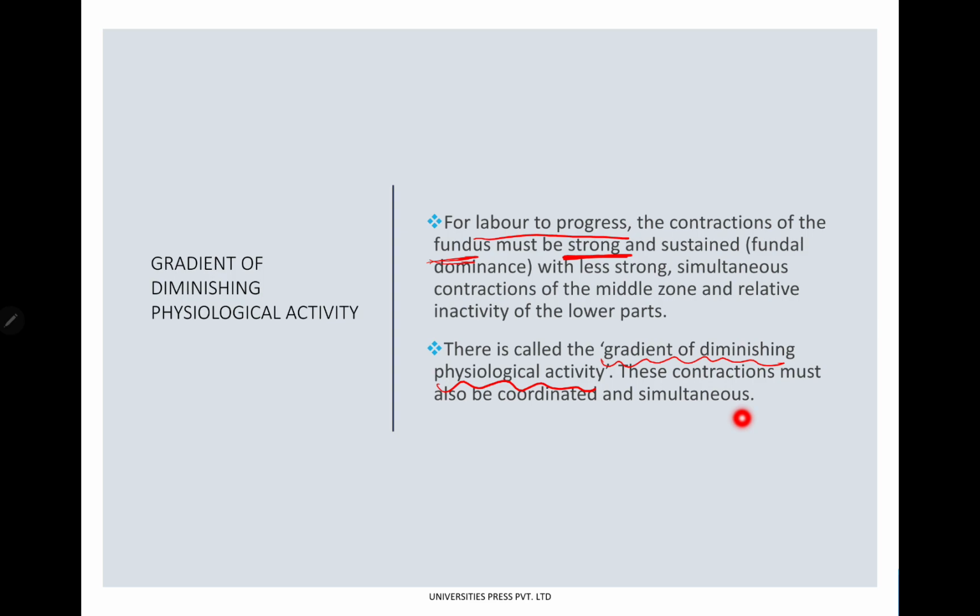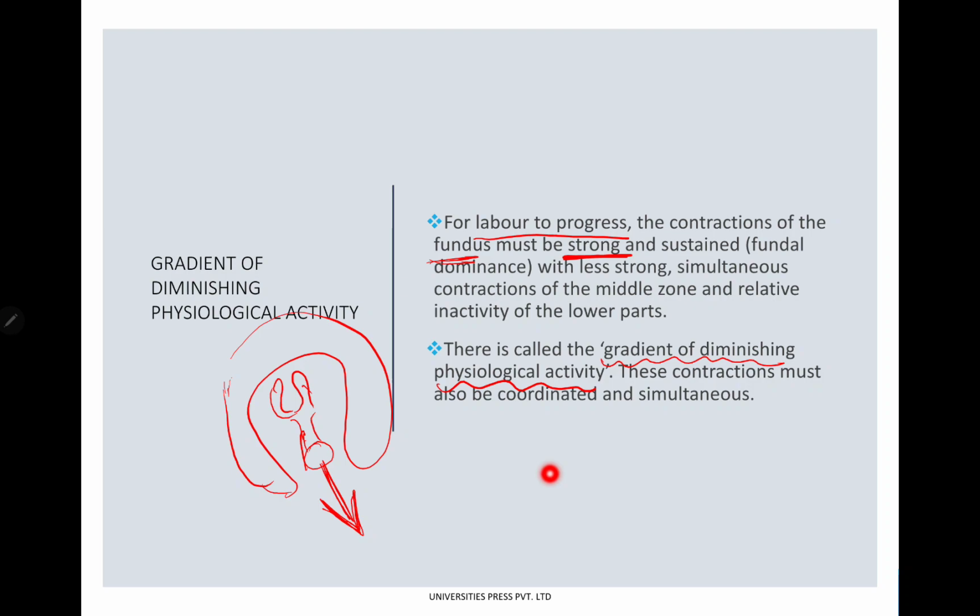So for labor, this is your uterus, guys, and the baby is over here. So what is labor? This baby should be delivered, right? That is the process of labor. For this baby to be delivered, what should happen, guys? This is the lower segment, the lower part of the uterus, and this is the middle zone, and this is your upper zone.